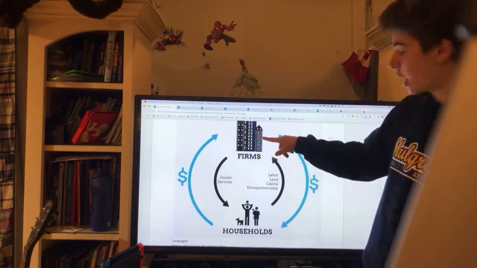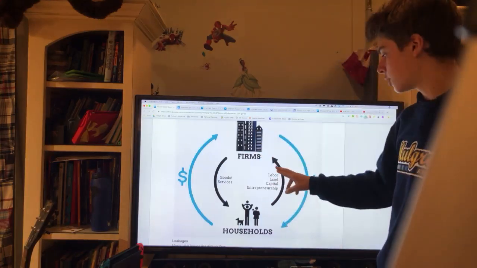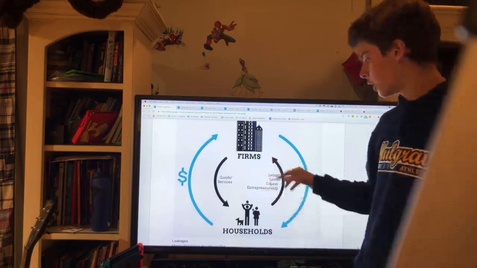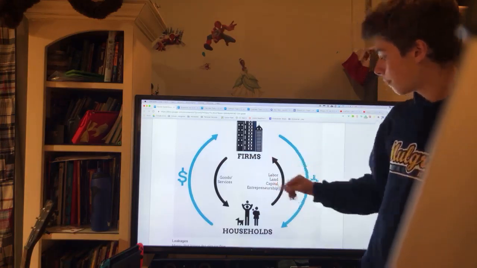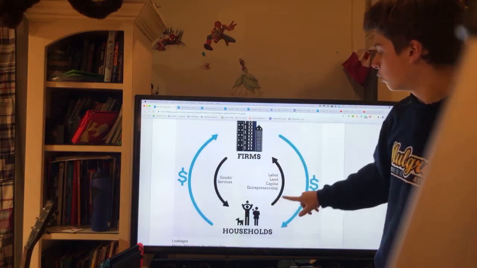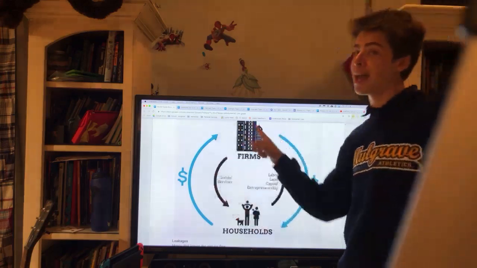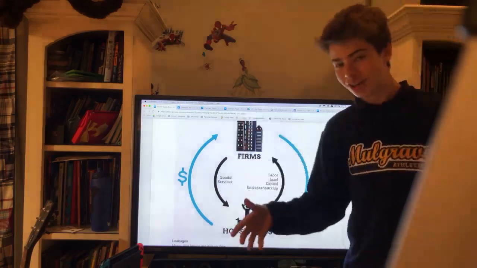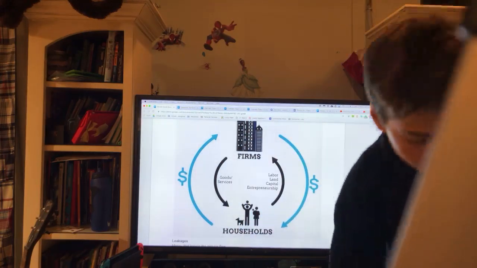Producers then pay people to work. Again, this is the factors of production: land, labor, capital. Labor is probably the most important one here, as well as capital. So firms pay people to work. That work then makes goods and services that people then pay for. Very, very simple concept. Just memorize this and you'll be good to go with that question.